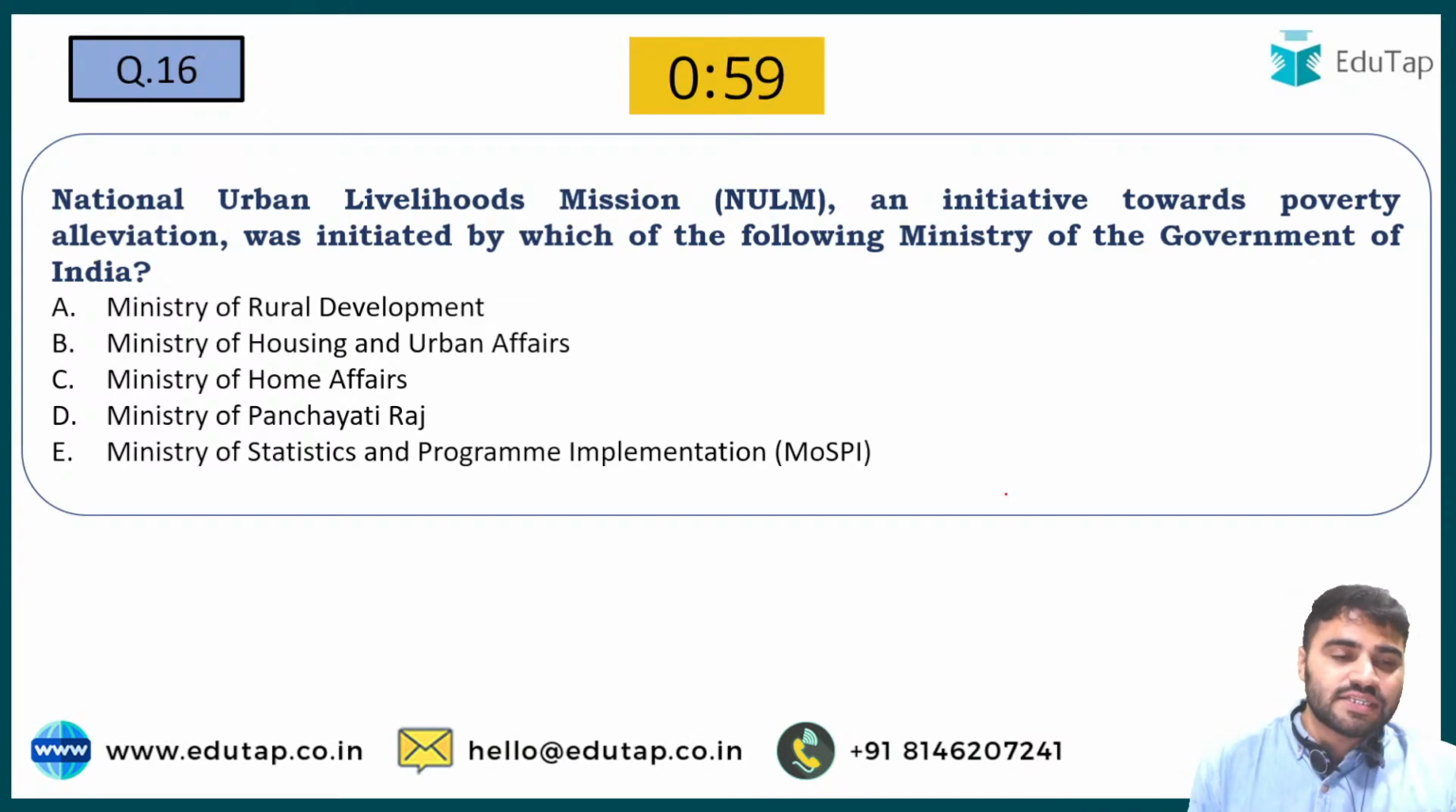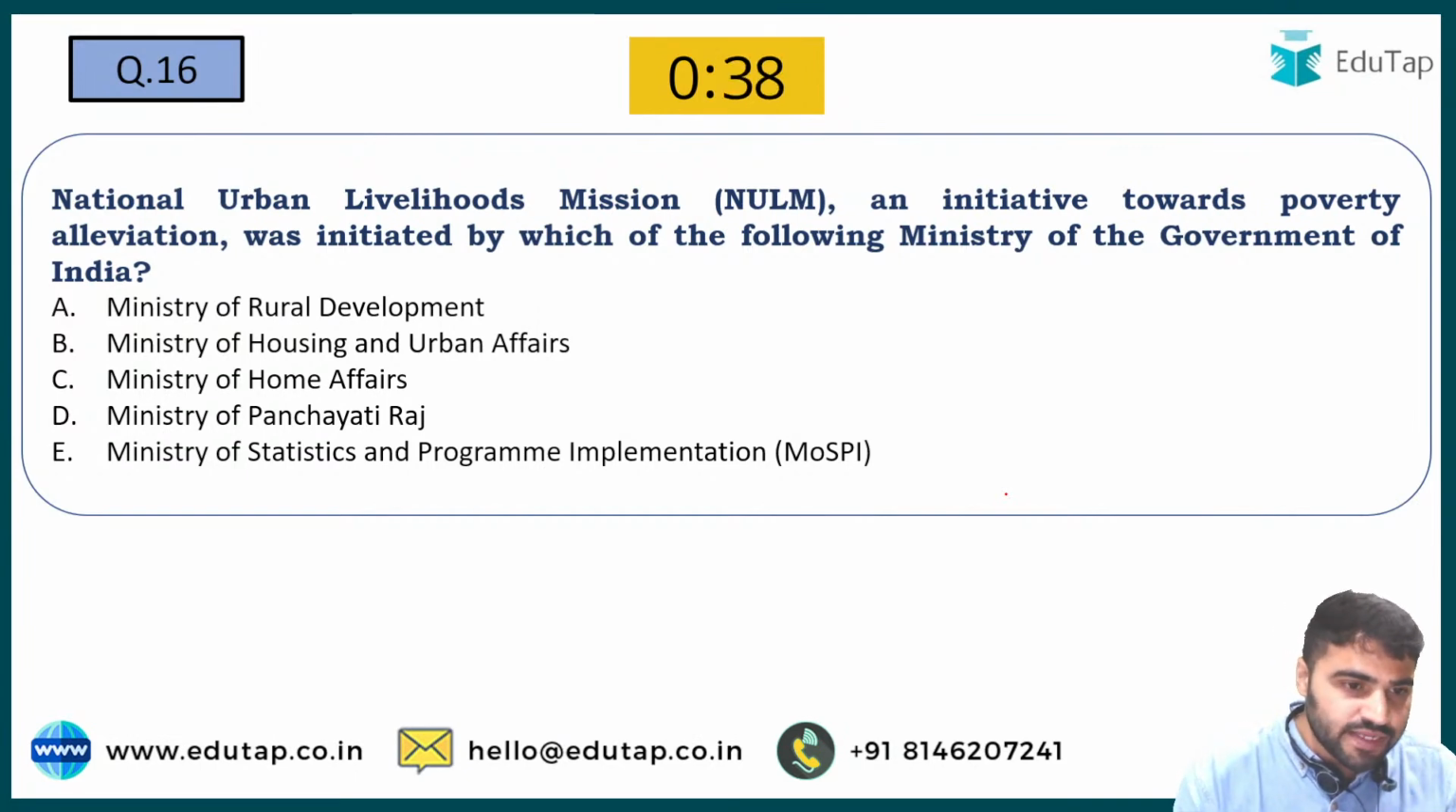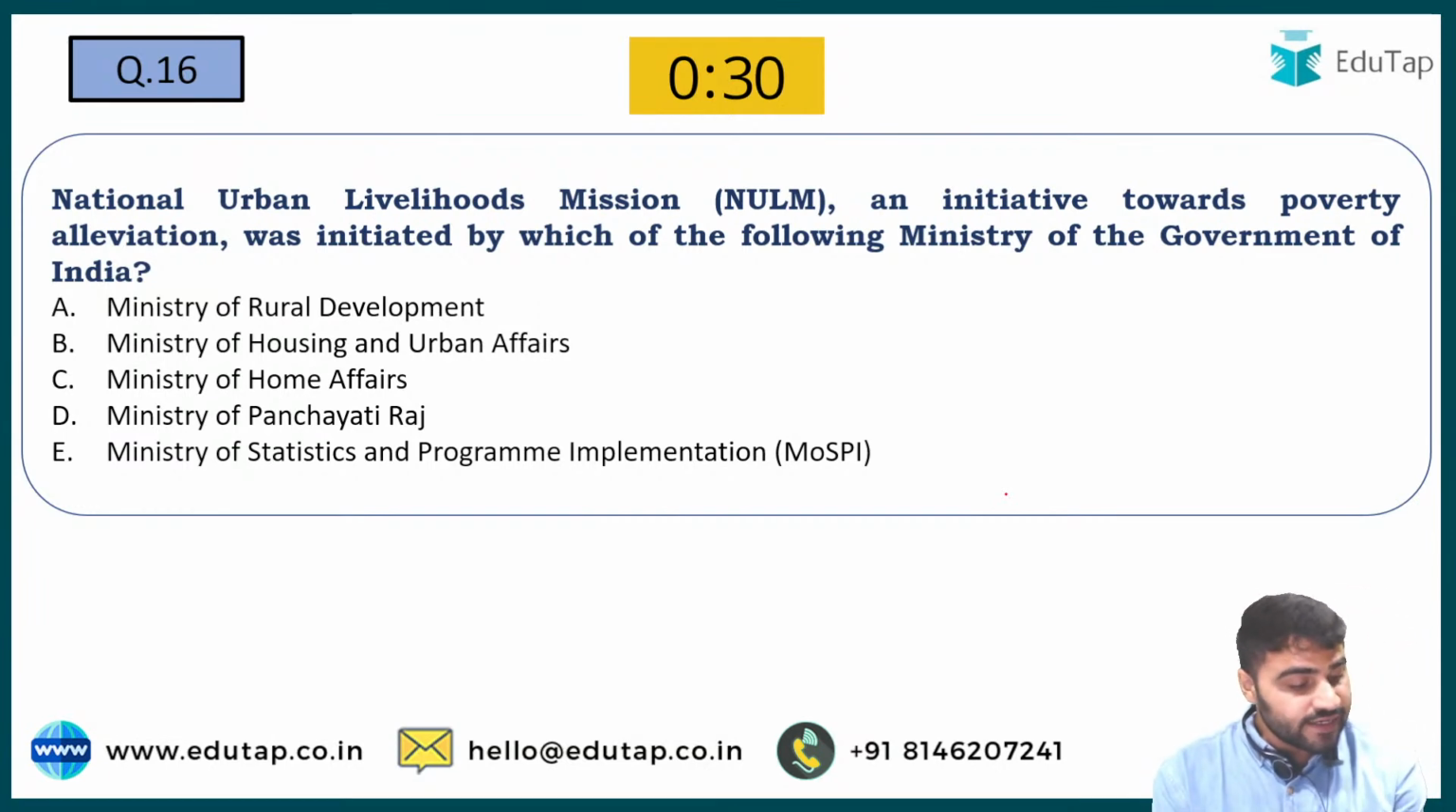Now guys, question number 16. National Urban Livelihood Mission, that is NULM, an initiative towards poverty alleviation, was initiated by which of the following ministries of the government of India? Your options are Ministry of Rural Development, Ministry of Housing and Urban Affairs, Ministry of Home Affairs, Ministry of Panchayati Raj, or MOSPI, that is Ministry of Statistics and Program Implementation. Tell me friends, what is the right answer?